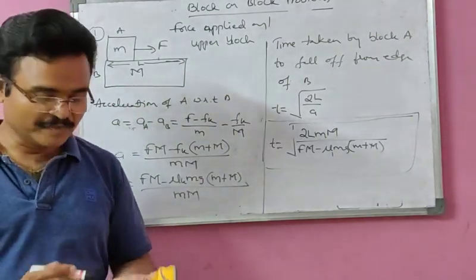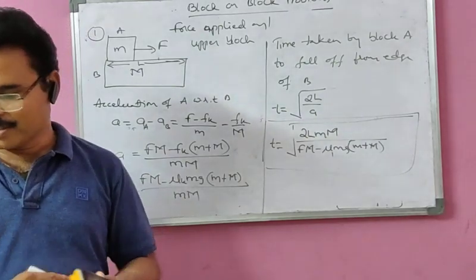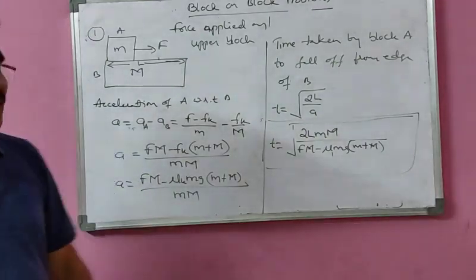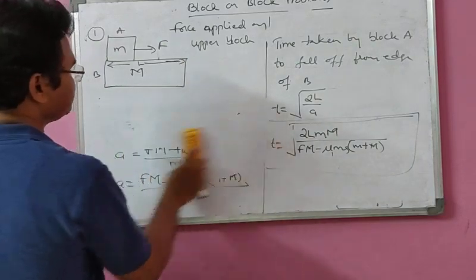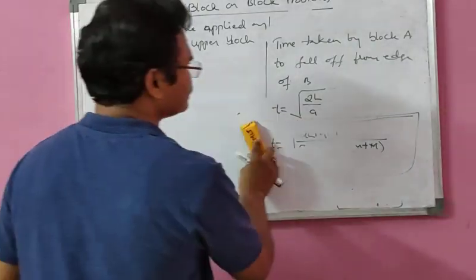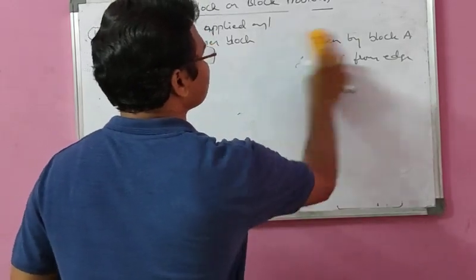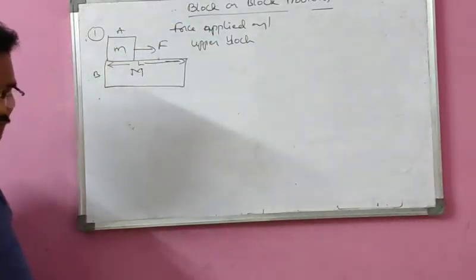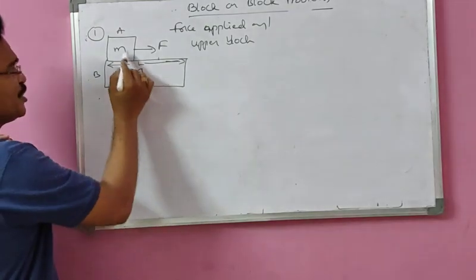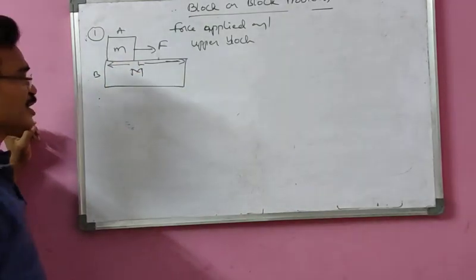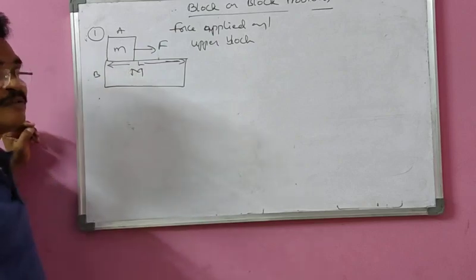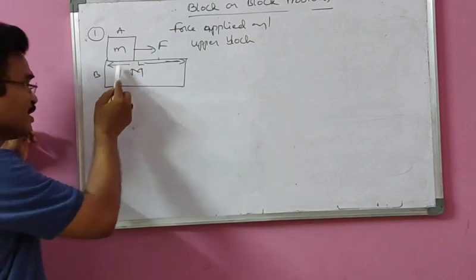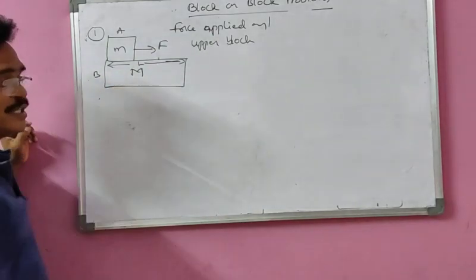What happens here? Both will have different accelerations. Now let us take the fourth case here. So far, in the first case we took no friction between these two. In the second case we took friction between these two, but F less than FL. In the third case we took friction between these two and F greater than FL.